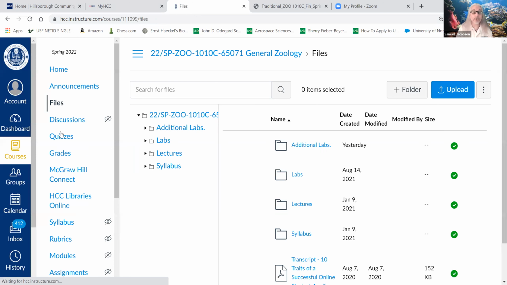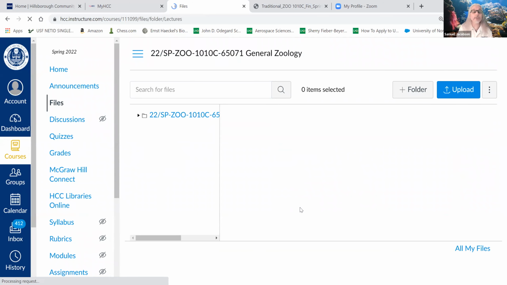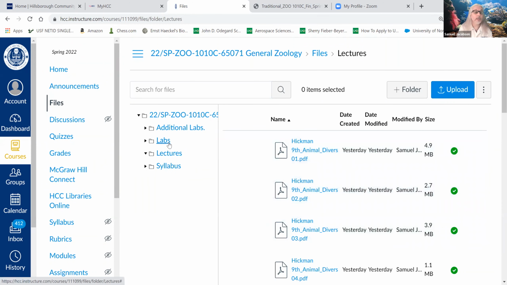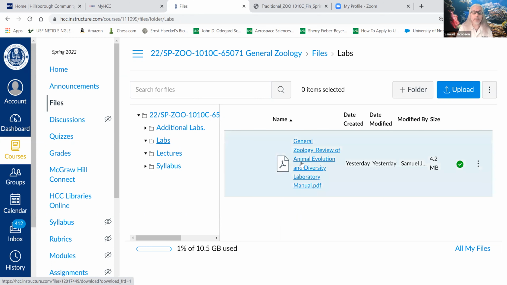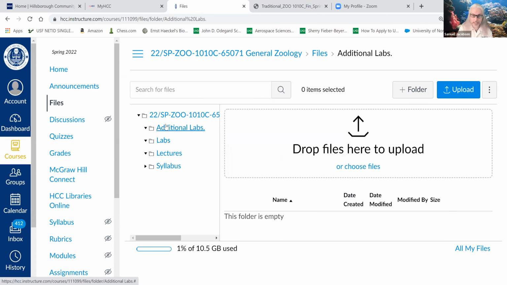But at this point, I've showed you your syllabus file, all those lectures, all here ready for you to go. The labs, of course, with the lab manual. And as we need them, I'll put up any additional instructions that you need here.